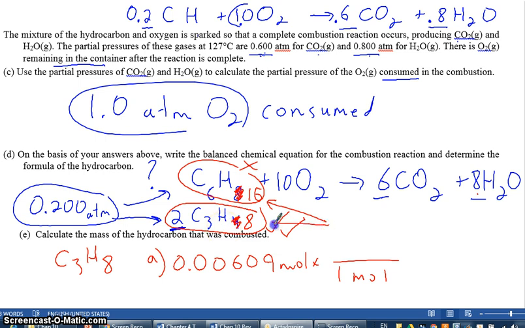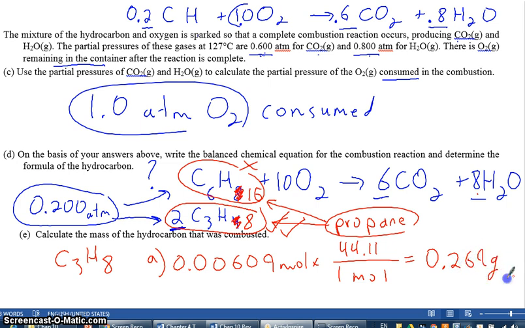Incidentally, this substance right here is propane. If you calculate the molar mass, you've got 3 carbons, each is 12, that gives you 36 roughly, and then 8 more hydrogens, that gives you roughly 44, 44.11 to be exact. And if you multiply these two numbers, you should get yourself 0.269 grams of your hydrocarbon.